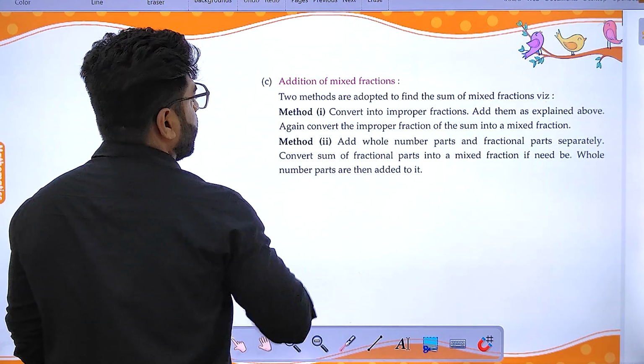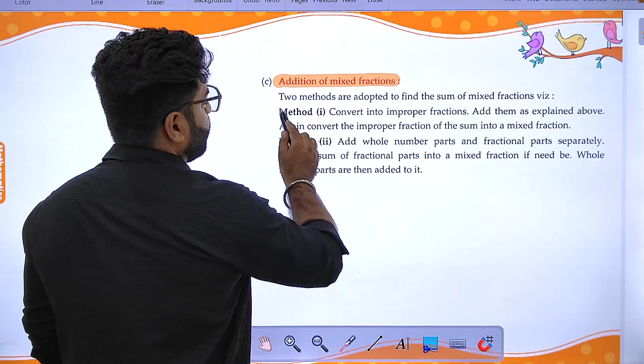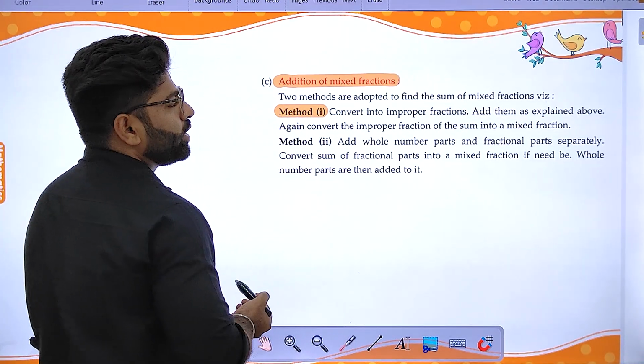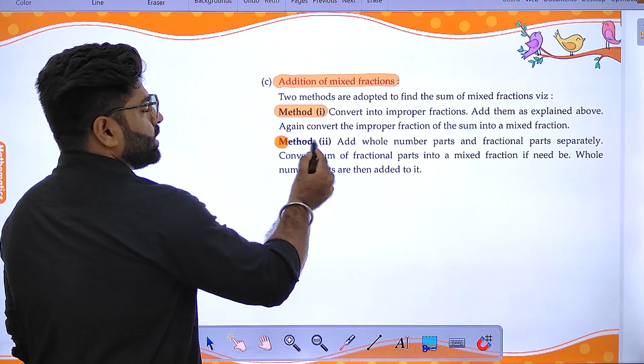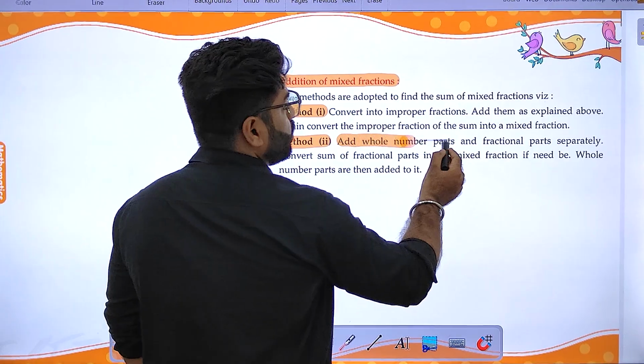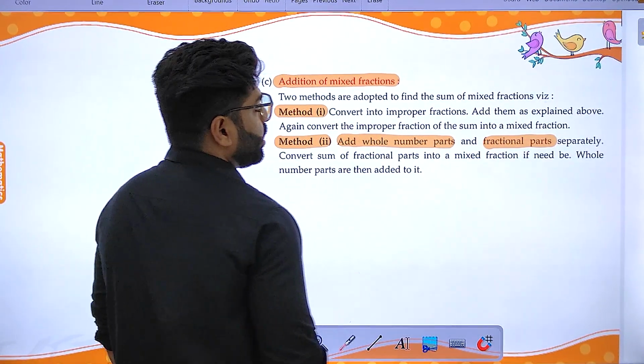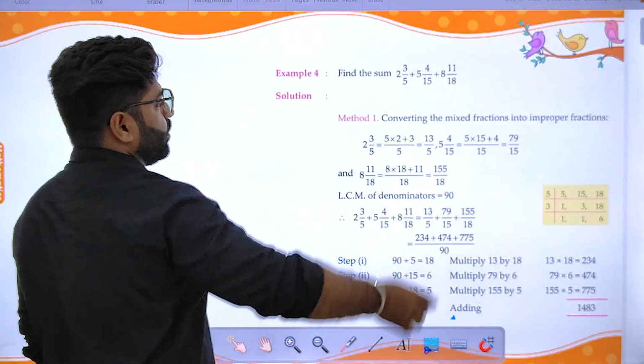The third one we have is addition of mixed fractions. The first method is to convert into improper fractions and then add. In the second method, we add the whole number parts and the fraction parts separately. So let's see what we have here.